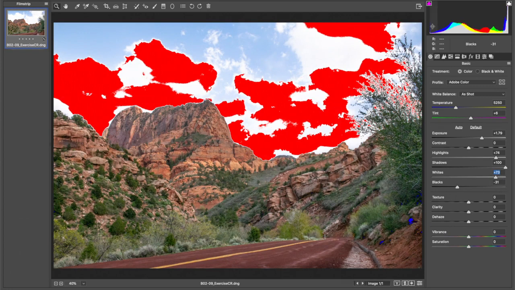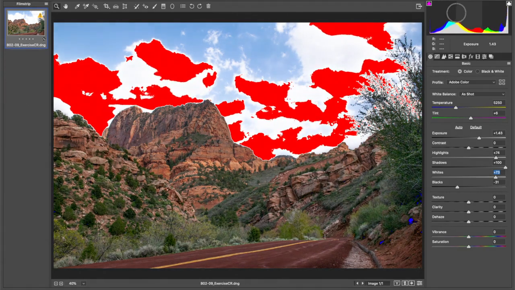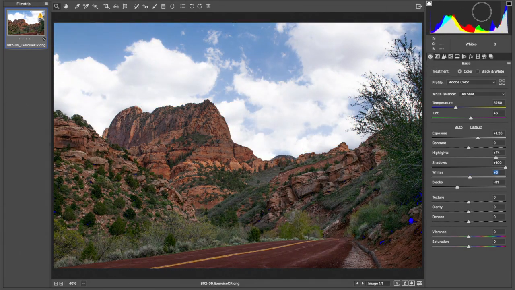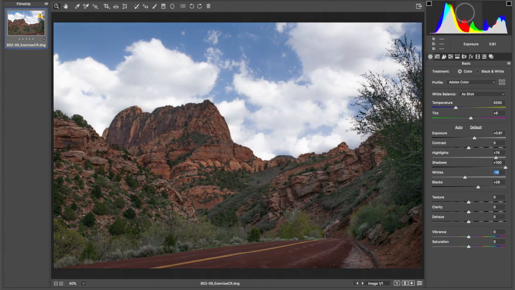The histogram is divided into five different sections. And when you hover over any of these sections in the histogram, your cursor will turn into a two-way arrow, and you can move that part of the histogram. So I can move these. Now I'm not losing any information because those clipping warnings are black.